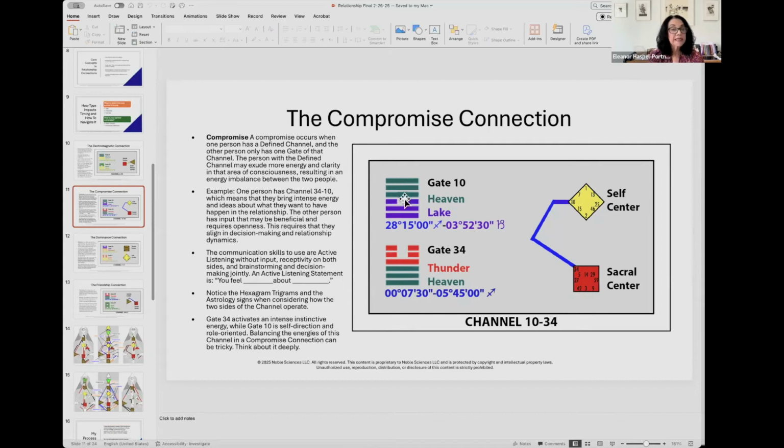And they're going to be receptive to what's coming from gate 10. And notice that gate 10 has all the yang on the top. So it's saying to you, the person with the 34 has a sense for what's right for them. The person with the 10 has a sense of what's right for them. And then they have to balance. And the person with the 10 has to take on a role that's right for that person. And the person with the 34 wants to take action or do something that is right for them. So they need to balance. That's why it's called compromise.